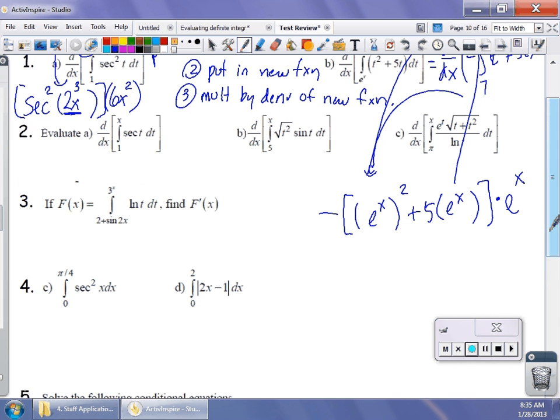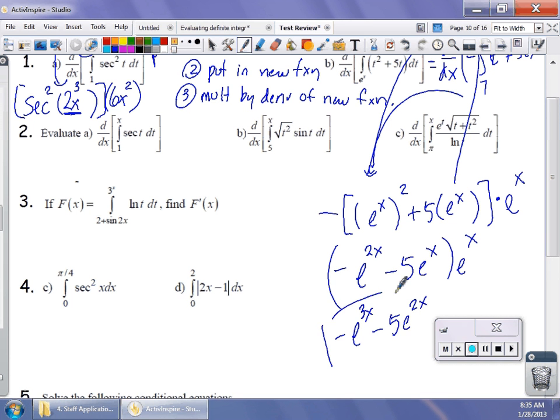The derivative of e to the x is e to the x, so I get negative e to the 2x, not x squared. When you have a power to a power, you multiply the powers, minus 5e to the x multiplied by e to the x. And so that's the same thing as negative e to the 3x, keep the base and add the exponents, minus 5e to the 2x, keep the base and add the exponents. Again, the answers are shown on the next page, and I will take a look at that in a second. Number 2 is more of the same. You're finding the derivative, your fundamental theorem of calculus part 2.